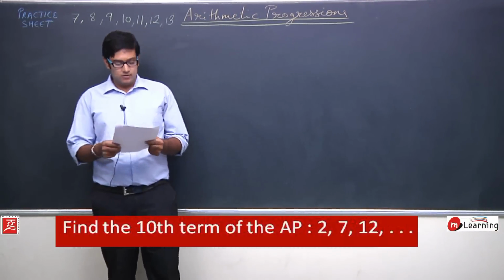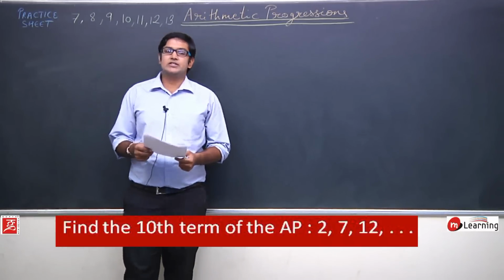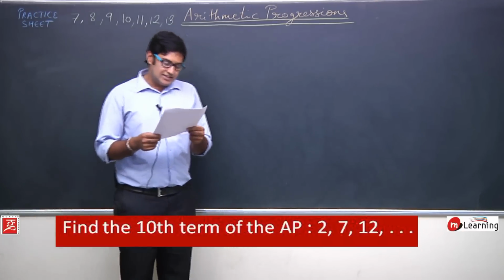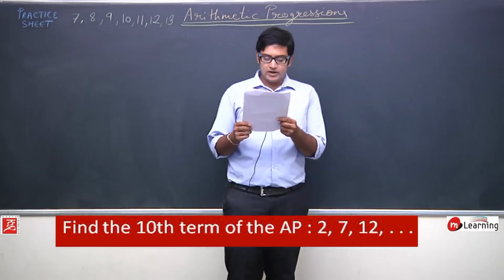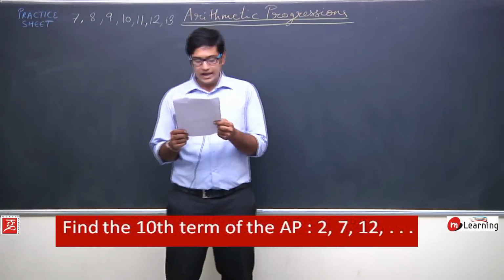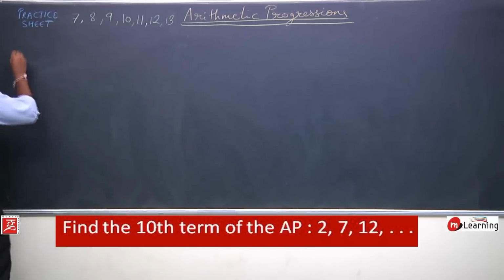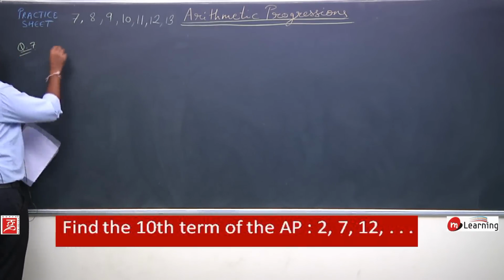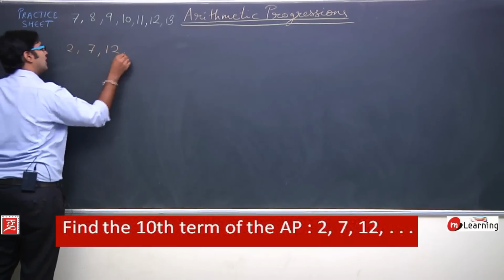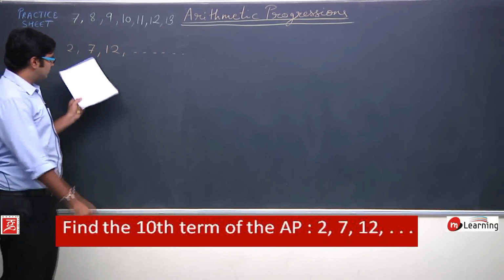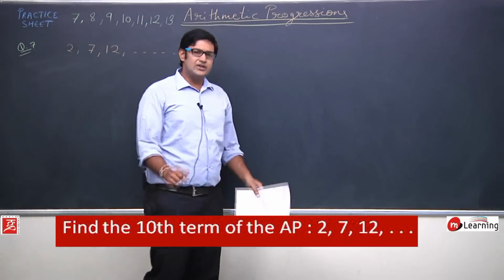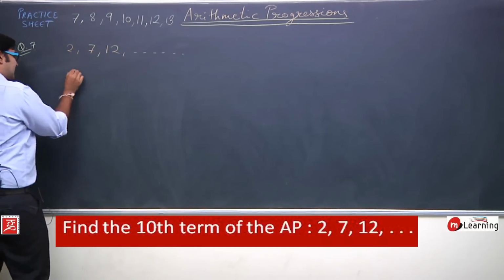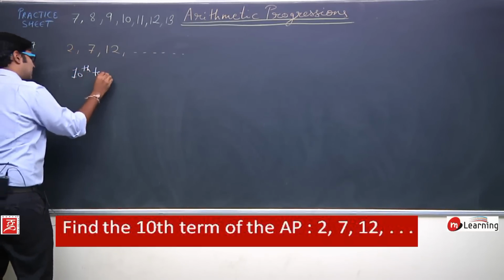OK, now let us solve question number 7 from the practice sheet based on our discussion on general term of an arithmetic progression. Question number 7 says find the 10th term of the AP 2, 7, 12 and so on. So there is an AP which is 2, 7, 12 and so on. You need to determine the 10th term of this AP.